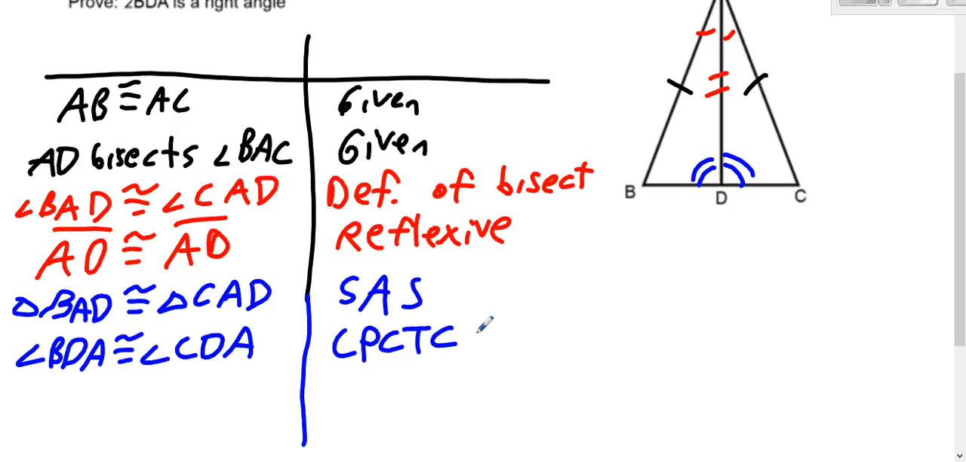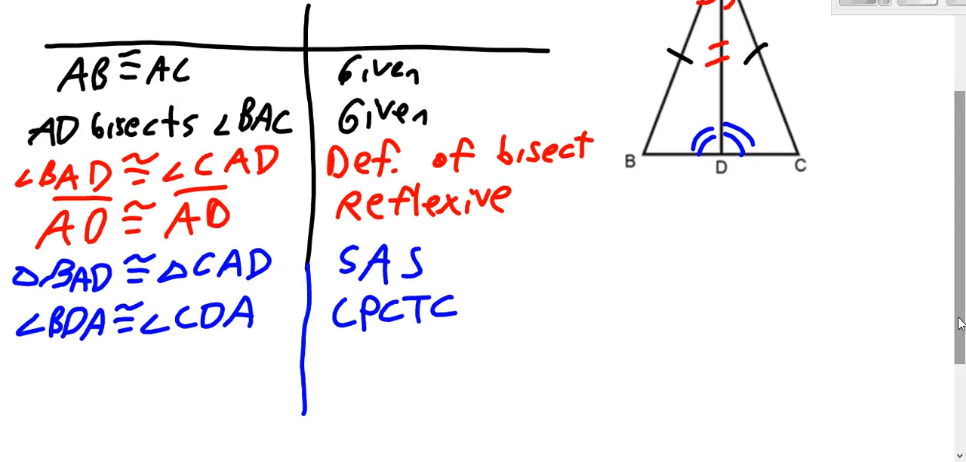We also can tell just by looking at them that those two angles, BDA and CDA, they're also a linear pair, so they're supplementary. We know that they're supplementary because they're a linear pair.